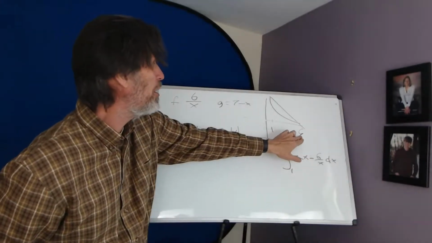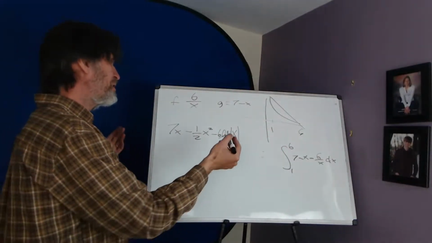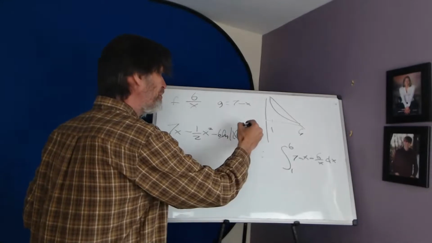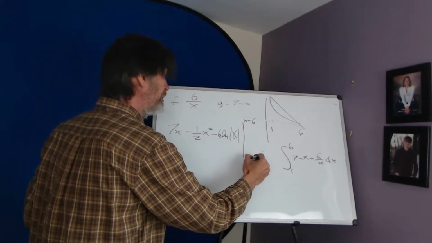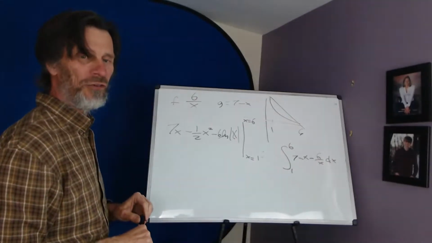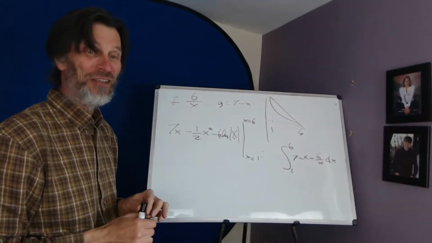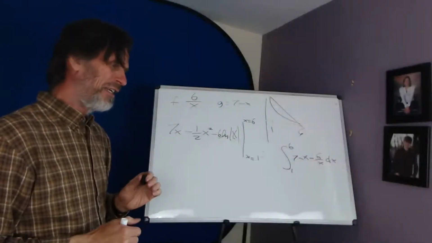Since 6 and 1 are both positive numbers, the absolute value plays no role. So there's not a lot of work left for you here. Plug in x equals 6, plug in x equals 1, and subtract the 1 from the other. So there it is, problem 2, really from start to the end.